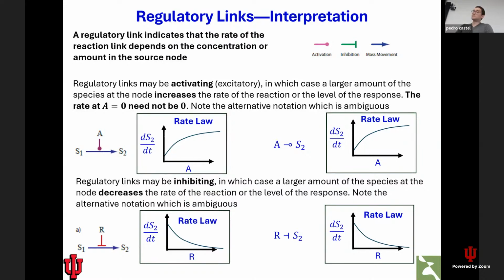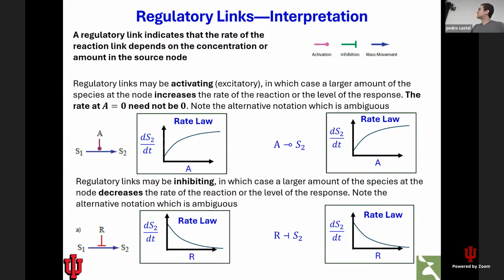So a promotion, the upper charts are saying that the rate at which S1 is being converted to S2 grows with the concentration of A. So that's the catalyst. The more catalyst you have, the faster the reaction happens. It can be represented as A is promoting S2, or the more formal, more complete way, S1 becomes S2 and A is promoting the transition.